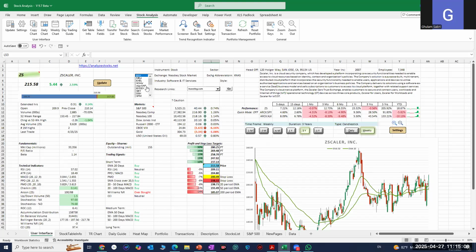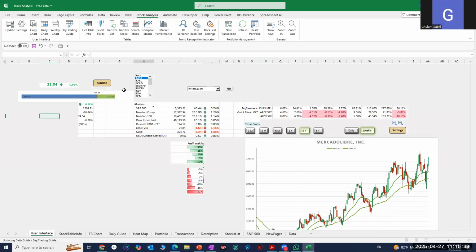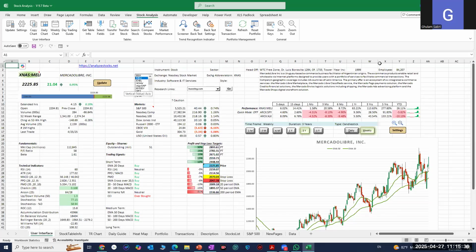And one by one, I can go, for example, to Meli. Meli, for those of you who don't know, is a Paraguay-based company, known as the Latin America-based Amazon. Now it's updating this entire worksheet, calculating the technical indicator, seasonality chart, and TR indicator for Meli. Sometimes it takes a while depending upon how much load the servers have. It's developing the TR indicator, and it's done. Now this worksheet has been updated for Meli.